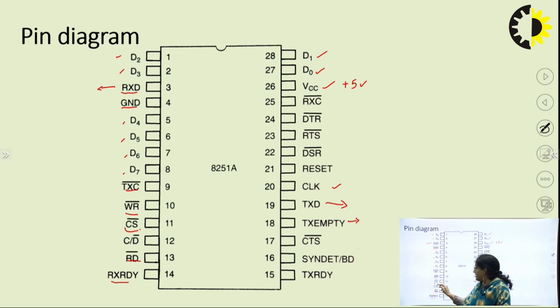And the most important signal is this chip select signal. So chip select means that whenever the microprocessor has to communicate with this IC, it has to first select this chip. If we have to restart this system, we have reset. So we will see one by one how this IC will function.